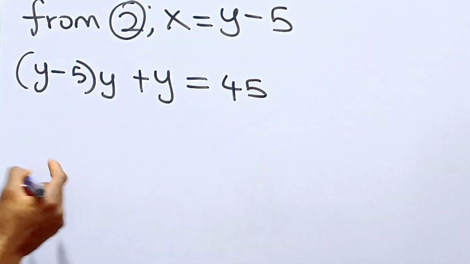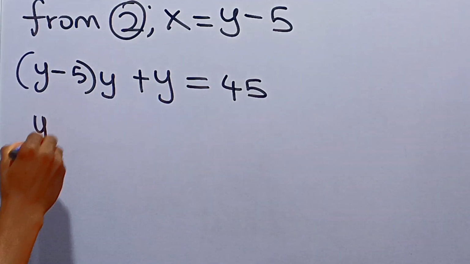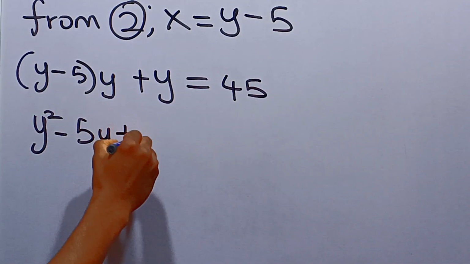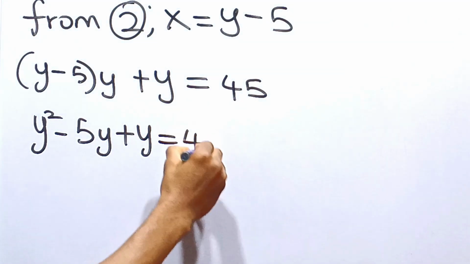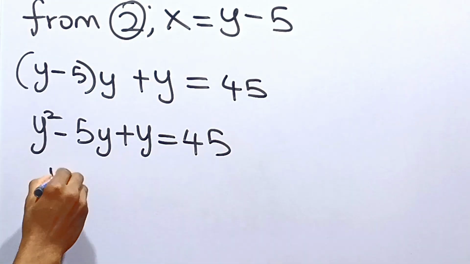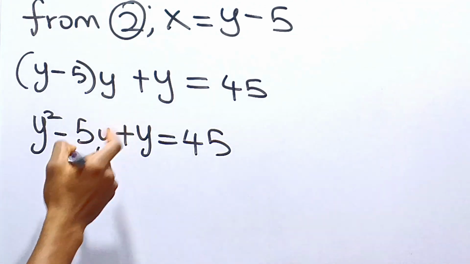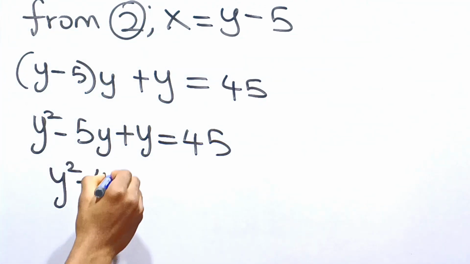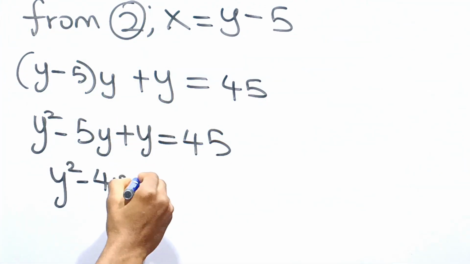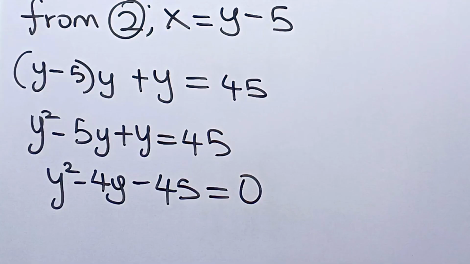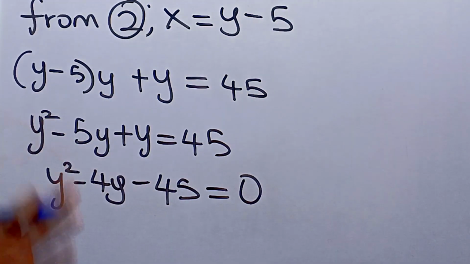Now y times y is y squared, minus 5 times y is 5y, plus y equals 45. From here we have y squared, minus 5 plus 1 is minus 4y. We can bring this over to become minus 45 equals 0. Now we can solve this using the factorization method.